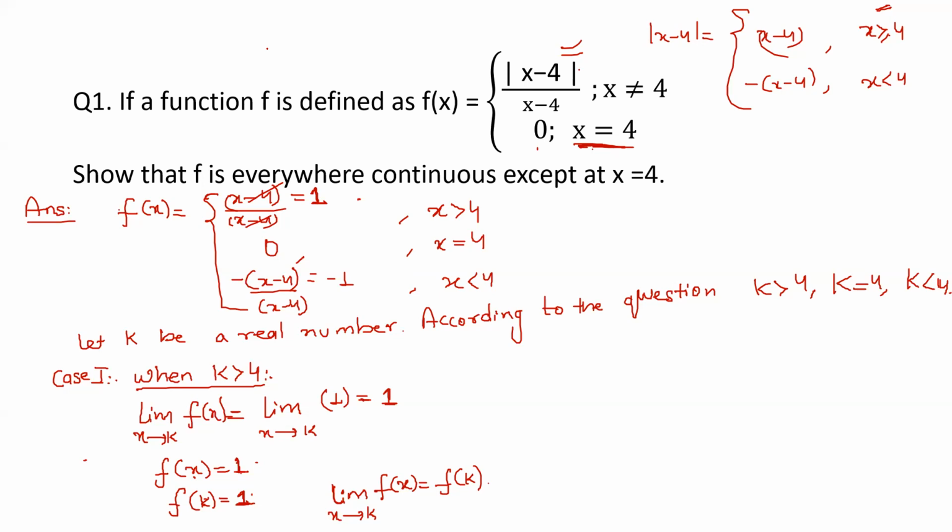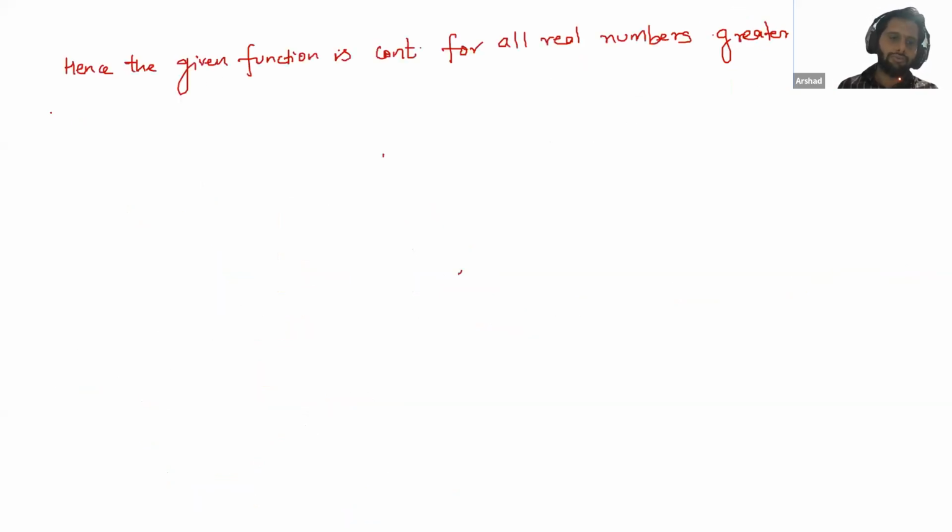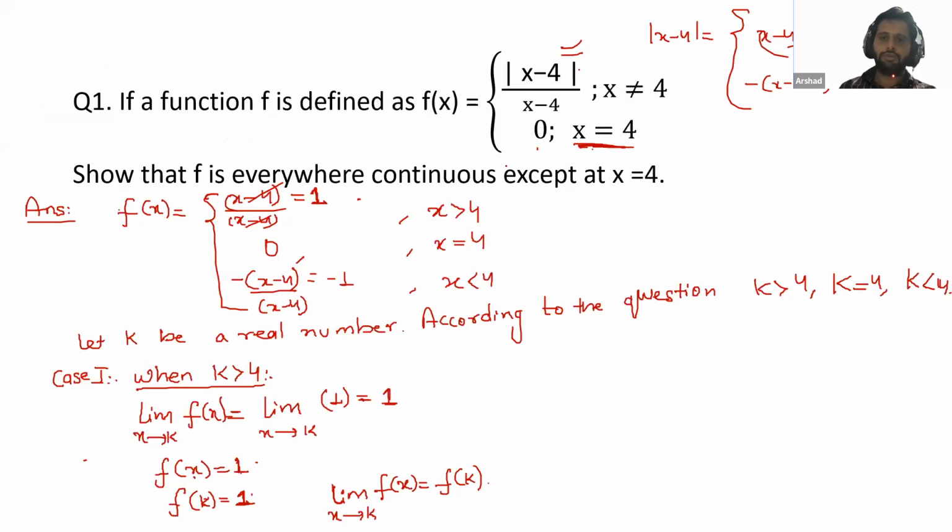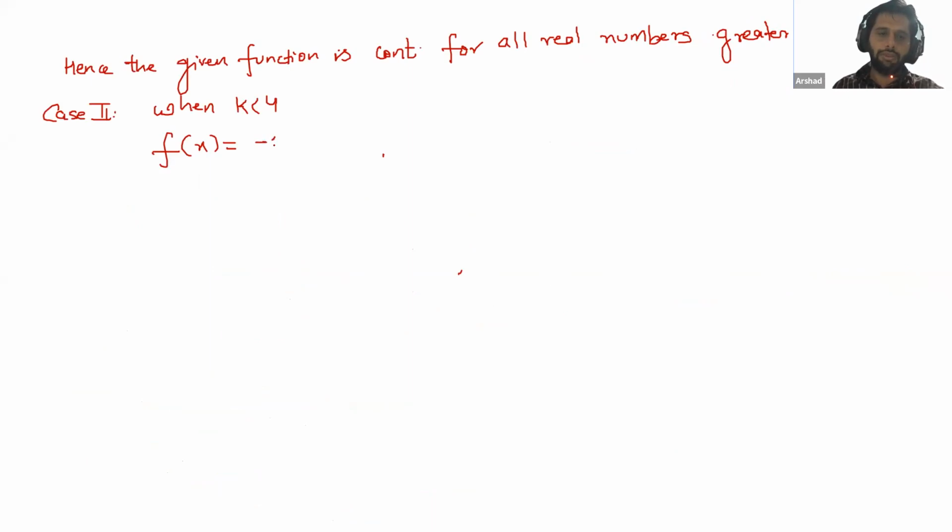Okay, very good. Now we will check the second case, case 2, when k is less than 4. So f(x) is equal to what? Rifat, can you tell me which function? This is first, this is second, and this is third. When k is less than 4, which function will we use? Third one, very good. So the third is -1, so f(x) is equal to -1.